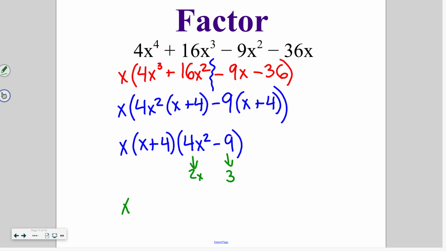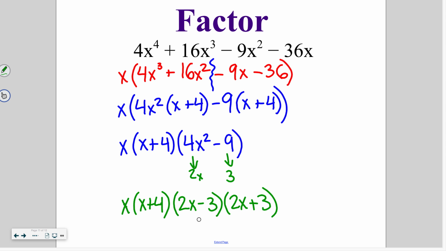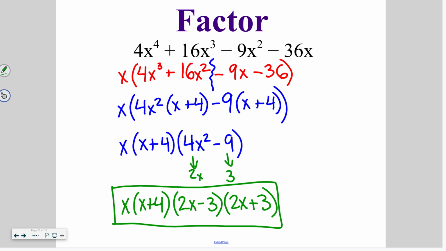So I've got x, which came out from my GCF, x plus 4, which came from the factoring by grouping, and then I'm going to break down that second piece into 2x minus 3 and 2x plus 3. Again, I do have a subtraction, so I want to check for difference of squares. 2x cannot have a square root, so our final answer in the factored form is x, then x plus 4, then 2x minus 3, and then 2x plus 3.